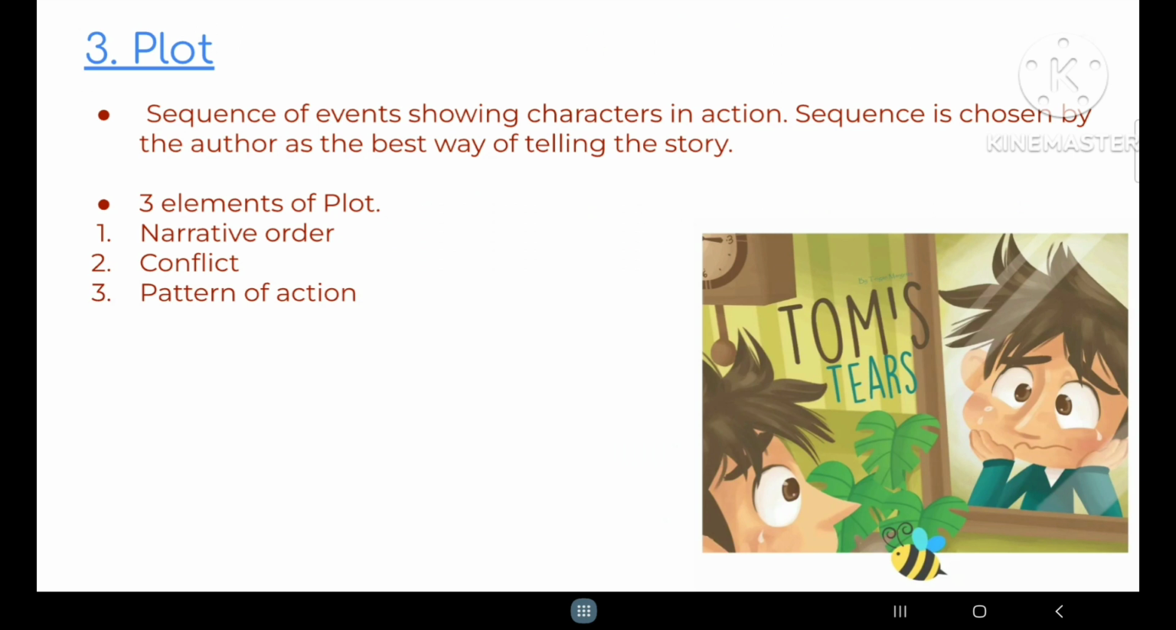The third literary element is plot. Plot is a sequence of events showing characters in action. Sequence is chosen by the author as the best way of telling the story. There are three elements of the plot. They are narrative order, conflict, and pattern of action.